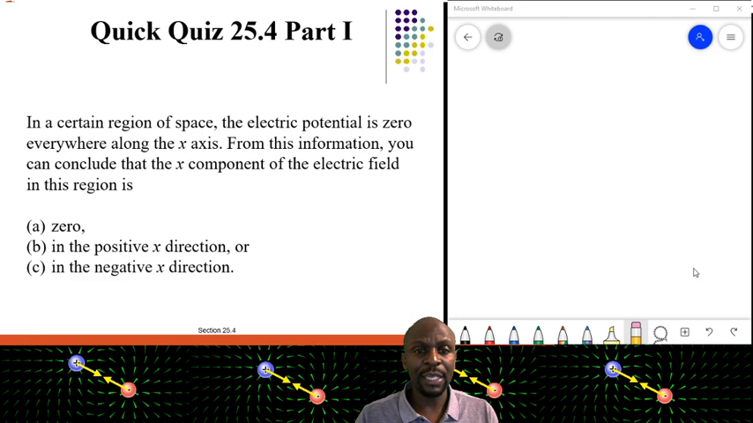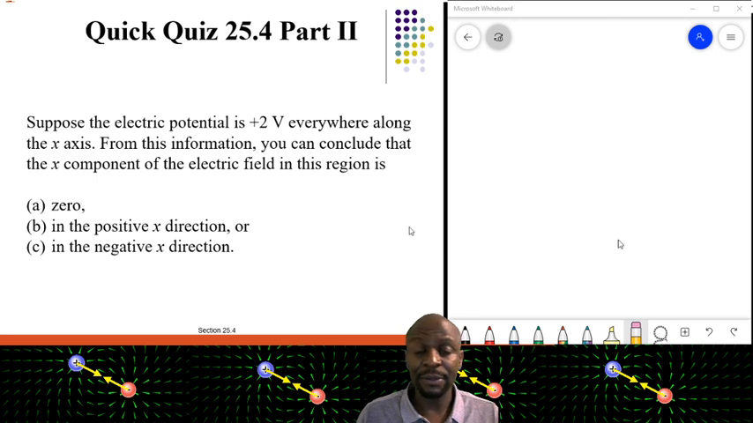Good. Now let us also do the following quick quiz before we pause. In a certain region of space, the electric potential is 0 everywhere along the x-axis. From this information, you can conclude that the x component of the electric field in this region is, if the potential is 0, the electric field will also be 0. Now the second part: suppose that the electric potential is 2 volts everywhere along the x-axis. From this information, you can conclude that the x component of the electric field in this region is, now this is a little bit tricky, but if it is positive 2 volts everywhere, it means that the potential is constant.